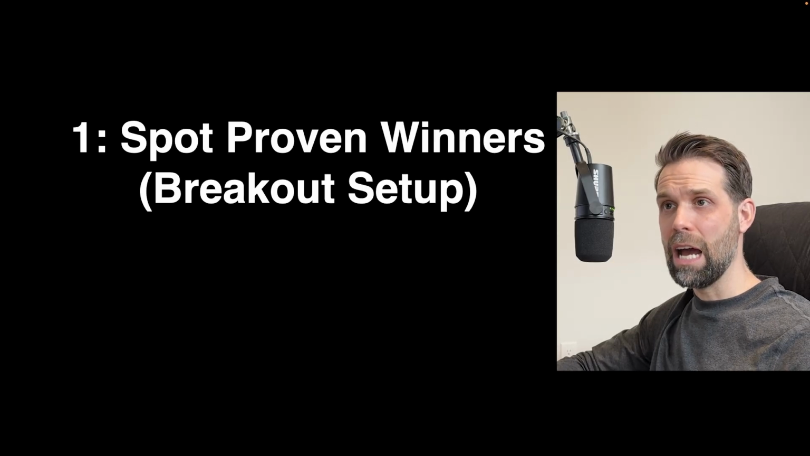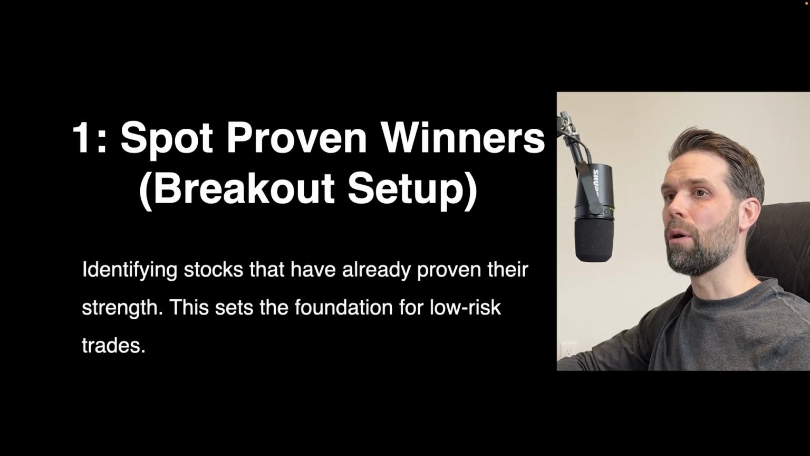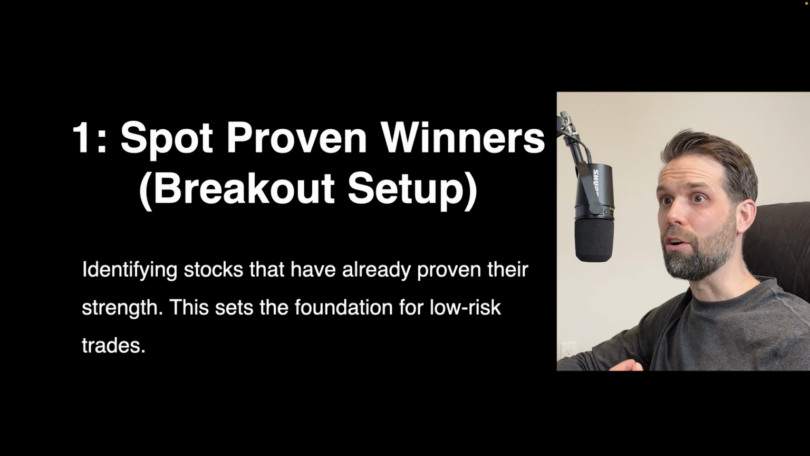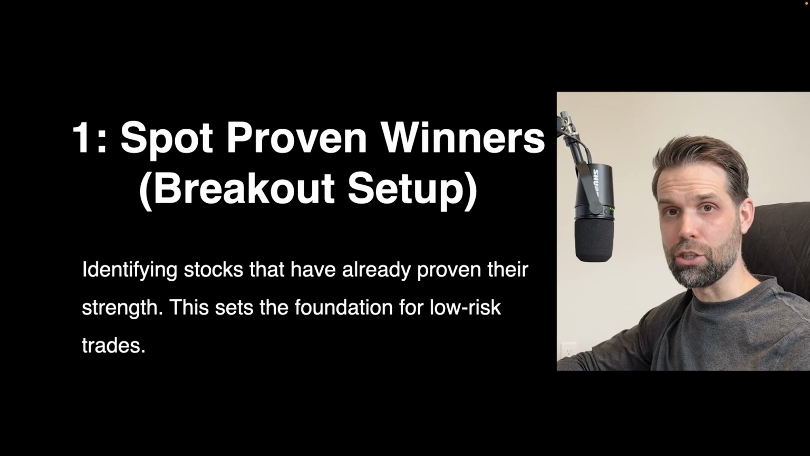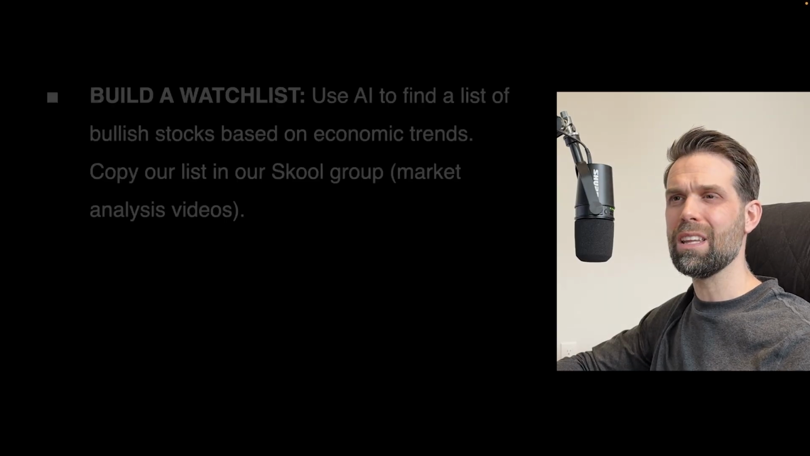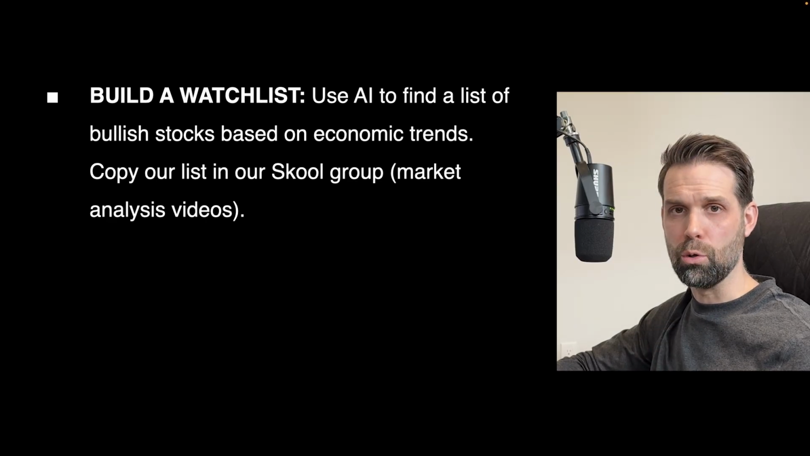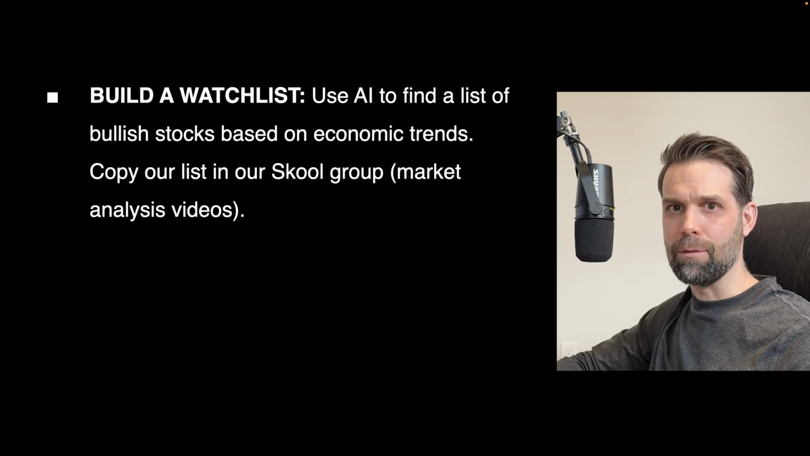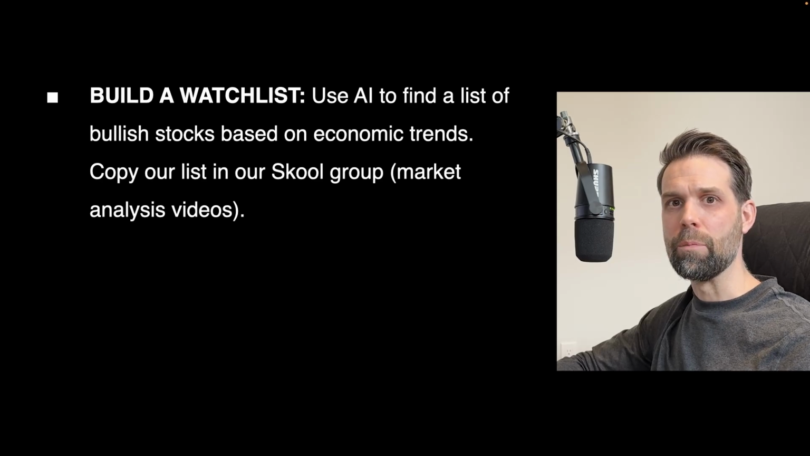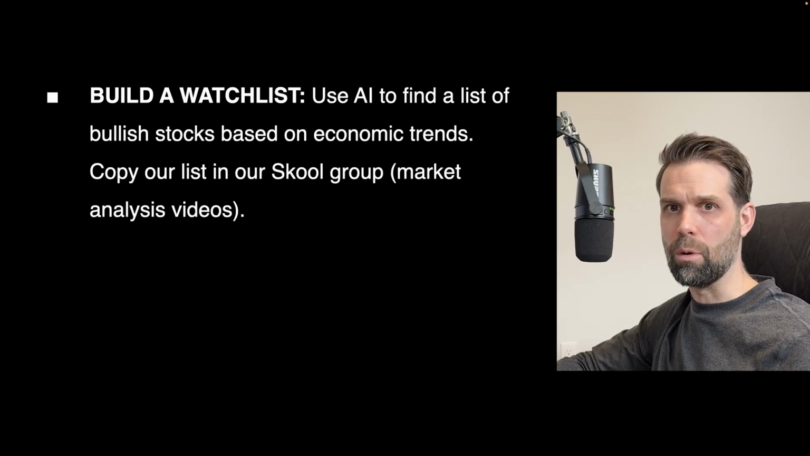To find proven winners, basically we want to find stocks that are strong, that already are exhibiting good strength, and that sets a good foundation for entering these low risk trades. There's a few ways to do this. One of the easiest ways for everyone is to build a watch list from an AI tool. You can head over to ChatGPT or Grok and say, give me 50 stocks that are looking bullish heading into later this year. You can get even more specific with different sectors if you wish.